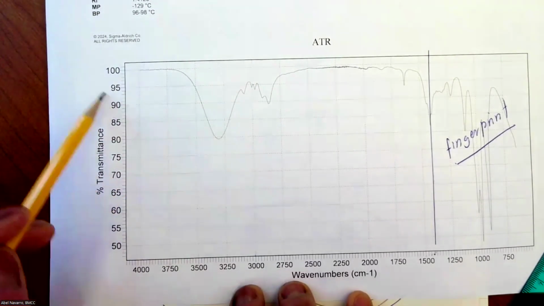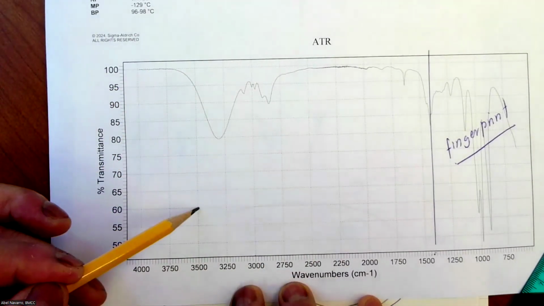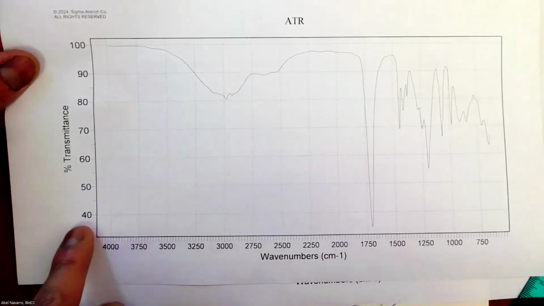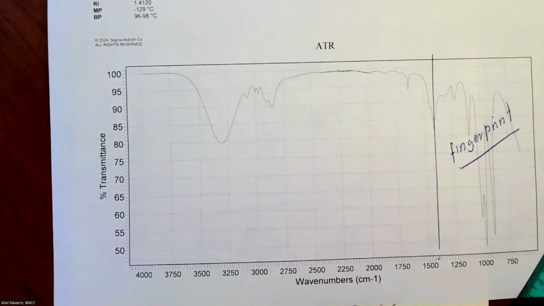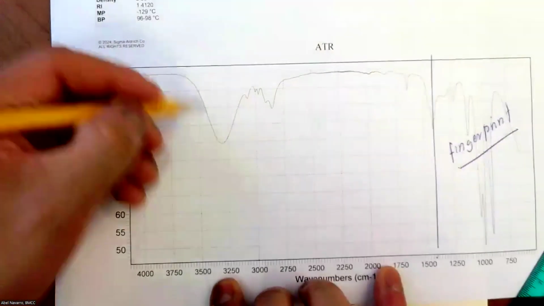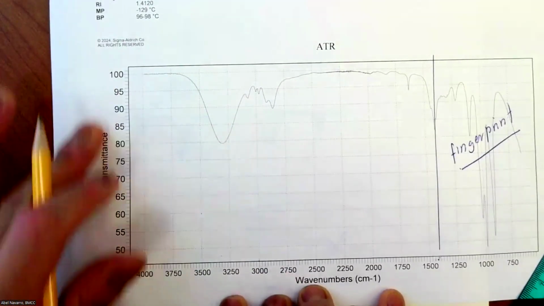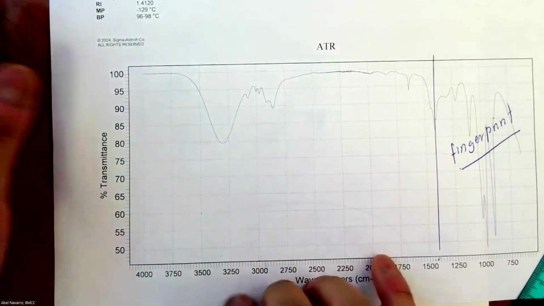For example, this one sometimes goes down to 80, sometimes it will go down to 50. Let me show you another one, for example this one. The peak goes all the way down to 35. So it varies. Don't think that the intensity tells you something. It's really the shape and the wave number that tell you. Don't be that worried about the percent transmittance. The y-axis does not mean much.